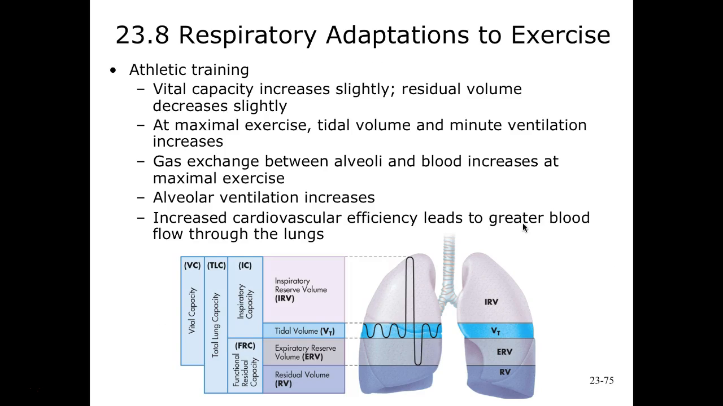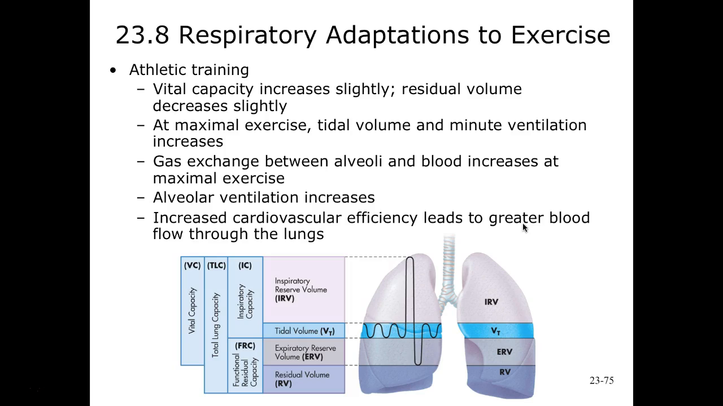All right, we have section 23.8, which discusses more of our respiratory adaptations to exercise. So within athletic training, we are going to have our vital capacity that's going to increase slightly. So I put in this chart again just for us to refresh our memory. Remember that the vital capacity is the amount of air that we can move into and out of our lungs, so completely, forcefully. And the residual volume is going to decrease slightly as well. So the residual volume was that amount of air that after we forcefully exhale all the air out of our lungs, we still have some air within our lungs so that it does not collapse.